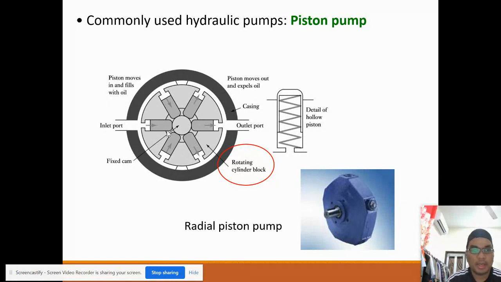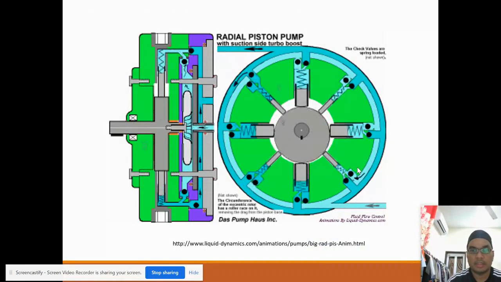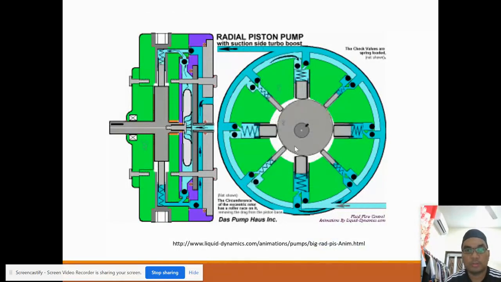Together there's always an inlet and outlet port, where the oil goes through the inlet ports. Through this movement of the rotating cylinder blocks, it will move the oil towards the outlet ports. Maybe you can see the simulation of this movement.